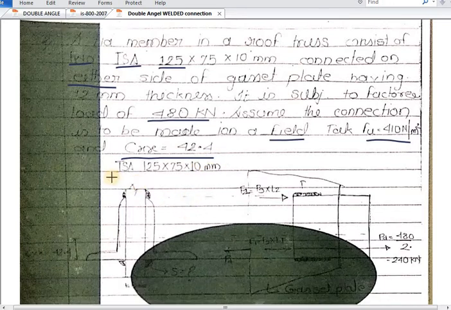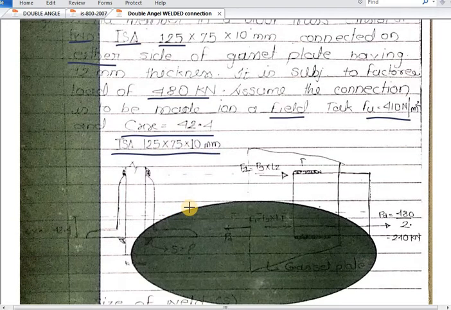CG distance from base, so it is 42.4 mm from base. Okay, so this is nothing but the Indian standard angle. So by the given data we will draw a figure. So there is a gusset plate at the center. This is nothing but the gusset plate which is kept at center. On either side of this gusset plate we are connecting this angle section having a size of 125 by 75 by 10 mm on right side and on left side. Okay, what about the CG distance where the load is supposed to be accumulated? The CG distance is given as 42.4.